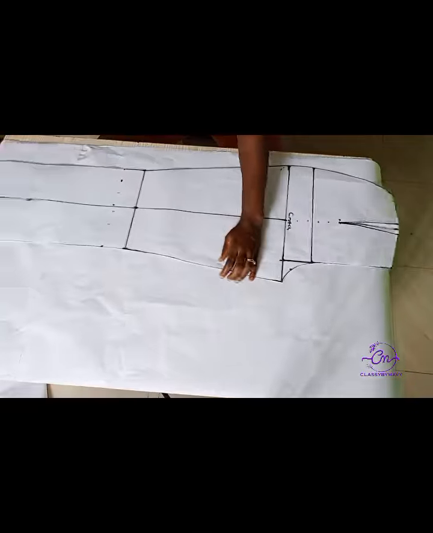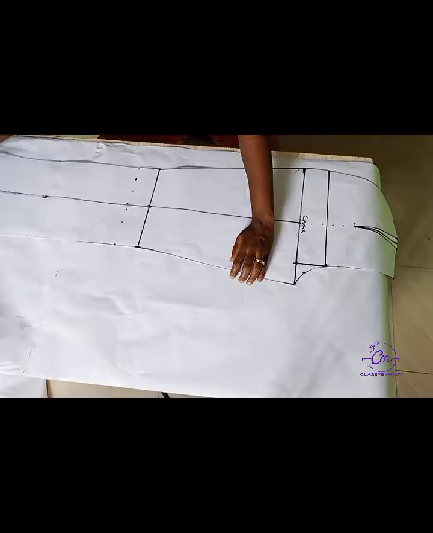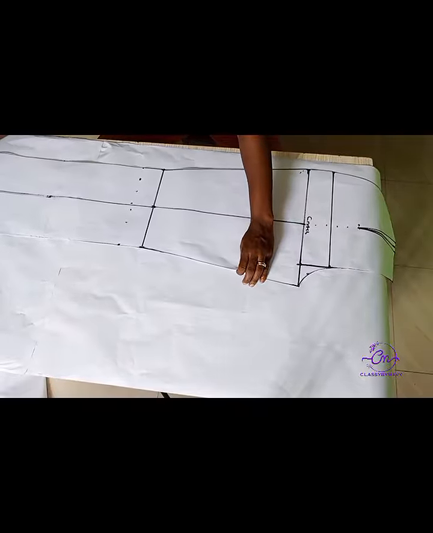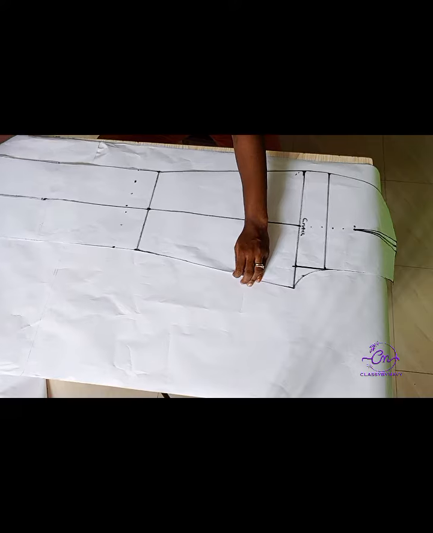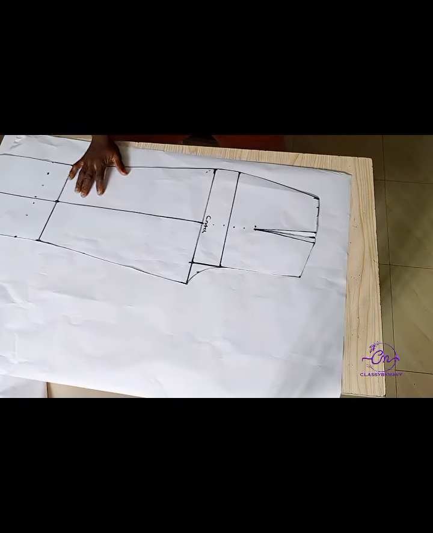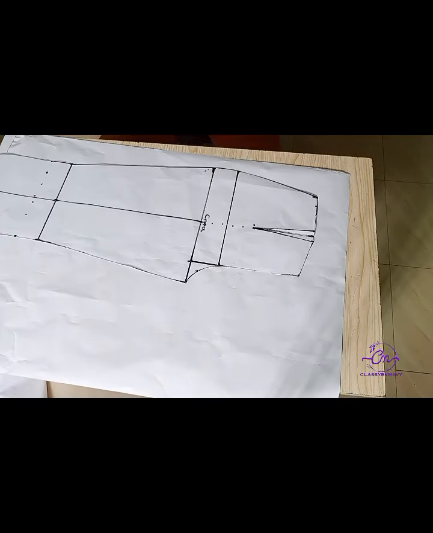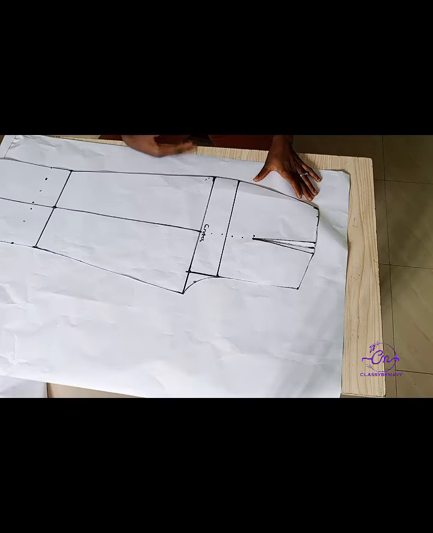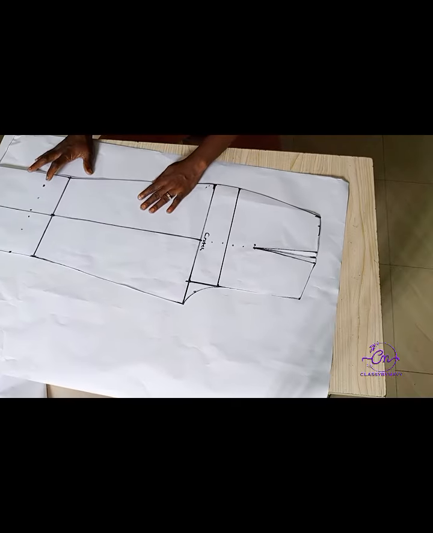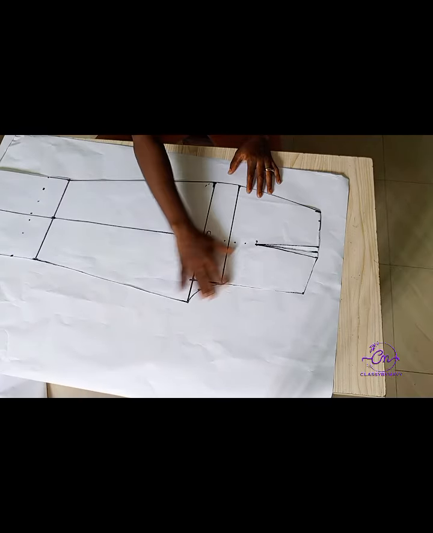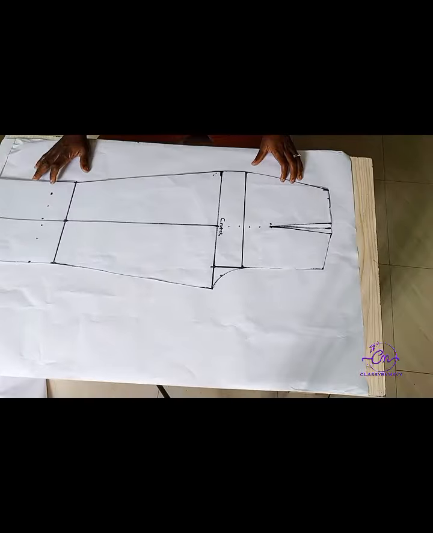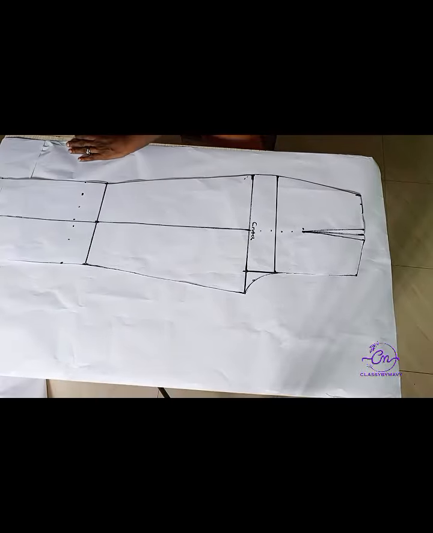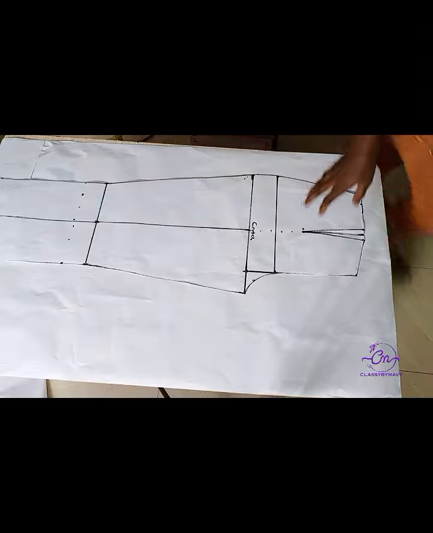Now to draft your back, you just place this your front on another pattern paper. As you are placing it, ensure that you have excess of at least up to 2 inches on the upper part and on the side, okay? And on the center part too, have at least some excess, okay? Now I'll mask it to stay in place so I can start the drafting process.